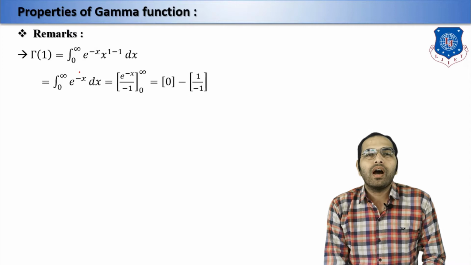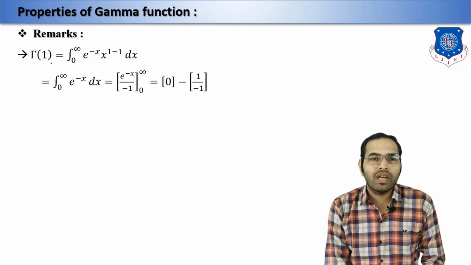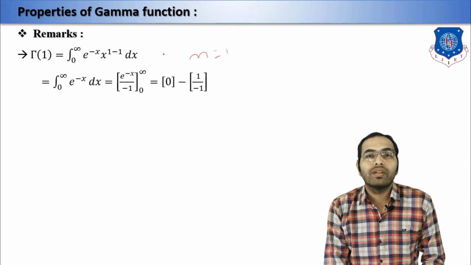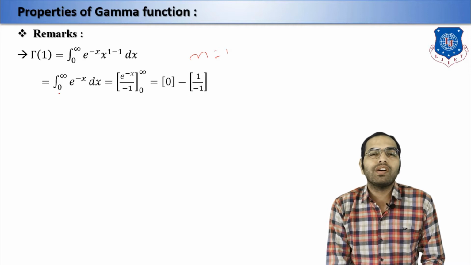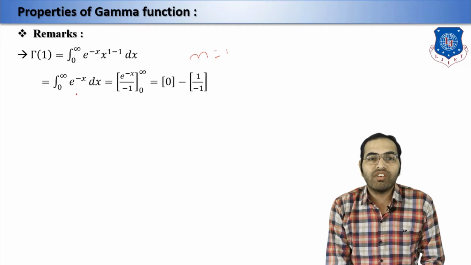For that, according to the definition of the gamma function, gamma 1 equals the integral from 0 to infinity of e raised to minus x, x raised to n minus 1. But here n equals 1, so x raised to 1 minus 1 is x raised to 0, that is 1. Our integral becomes the integral from 0 to infinity of e raised to minus x dx.